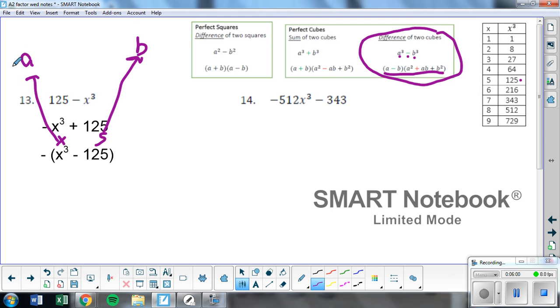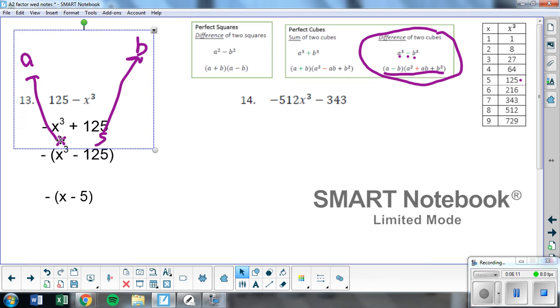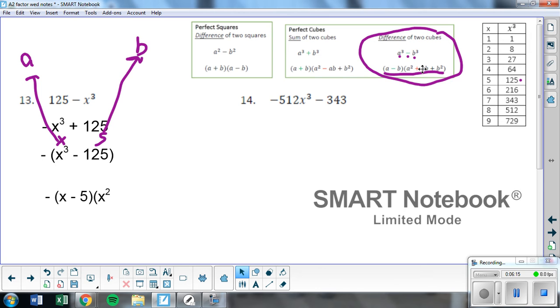I take a minus b. So x minus 5, and then I do a squared, so this term squared, which is x squared. Opposite sign, so now I need a plus sign. A times b, 5 times x, plus b squared. And that is my answer.